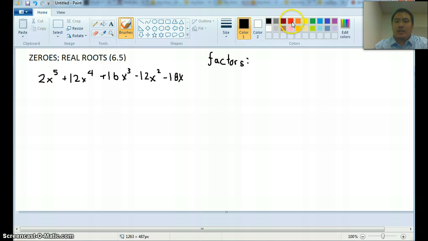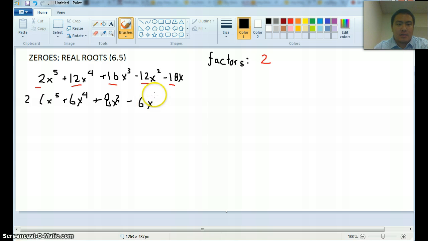So the first thing I notice is that I can pull a 2 out of everything, right? There's a 2 on everything. So I'm going to pull the 2 out, and that's going to give me a factor of 2. So now I'm dealing with 2 times x to the 5th plus 6x to the 4th plus 8x to the 3rd, minus 6x squared, and then minus 9x.